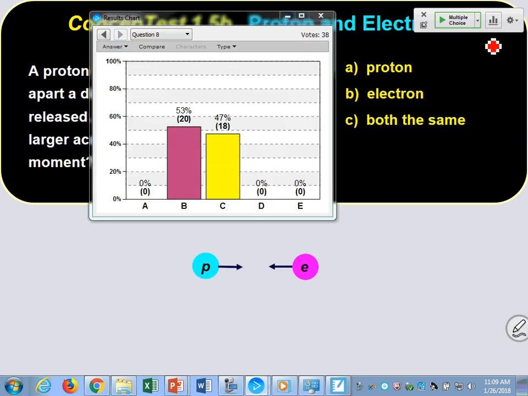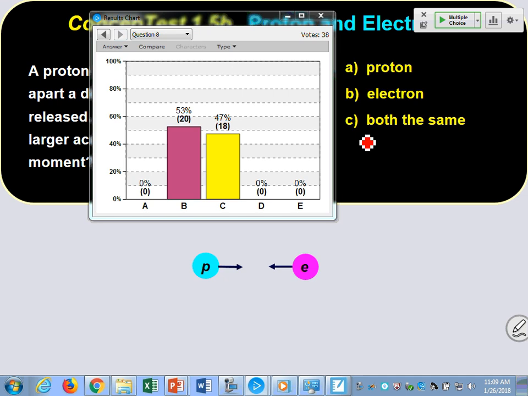Which one do y'all think it is? You missed. What do y'all think? A or B? They're isolated, right? Yeah, they're isolated. They're just out in space. No, it's not C.